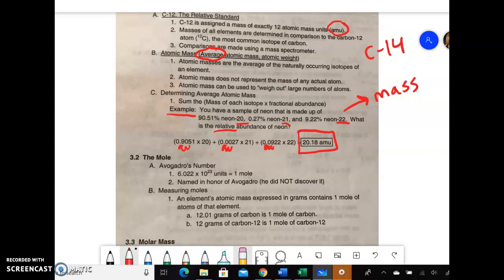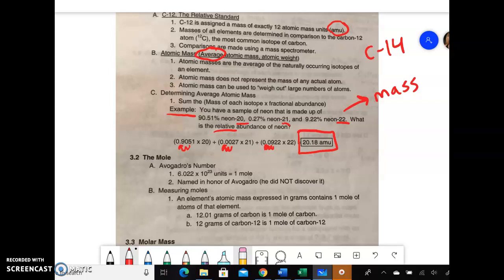So notice that if we had just added up 20, 21, and 22 and divided by 3, like you would have done in math, we would have gotten 21 would be the average. And we didn't. We got 20.18. And that's because most of the neon atoms are neon 20, so the average is going to be closest to that number. So notice that 20.18 is really close to 20, but it's just a little bit higher because the other 2 masses were greater than 20.